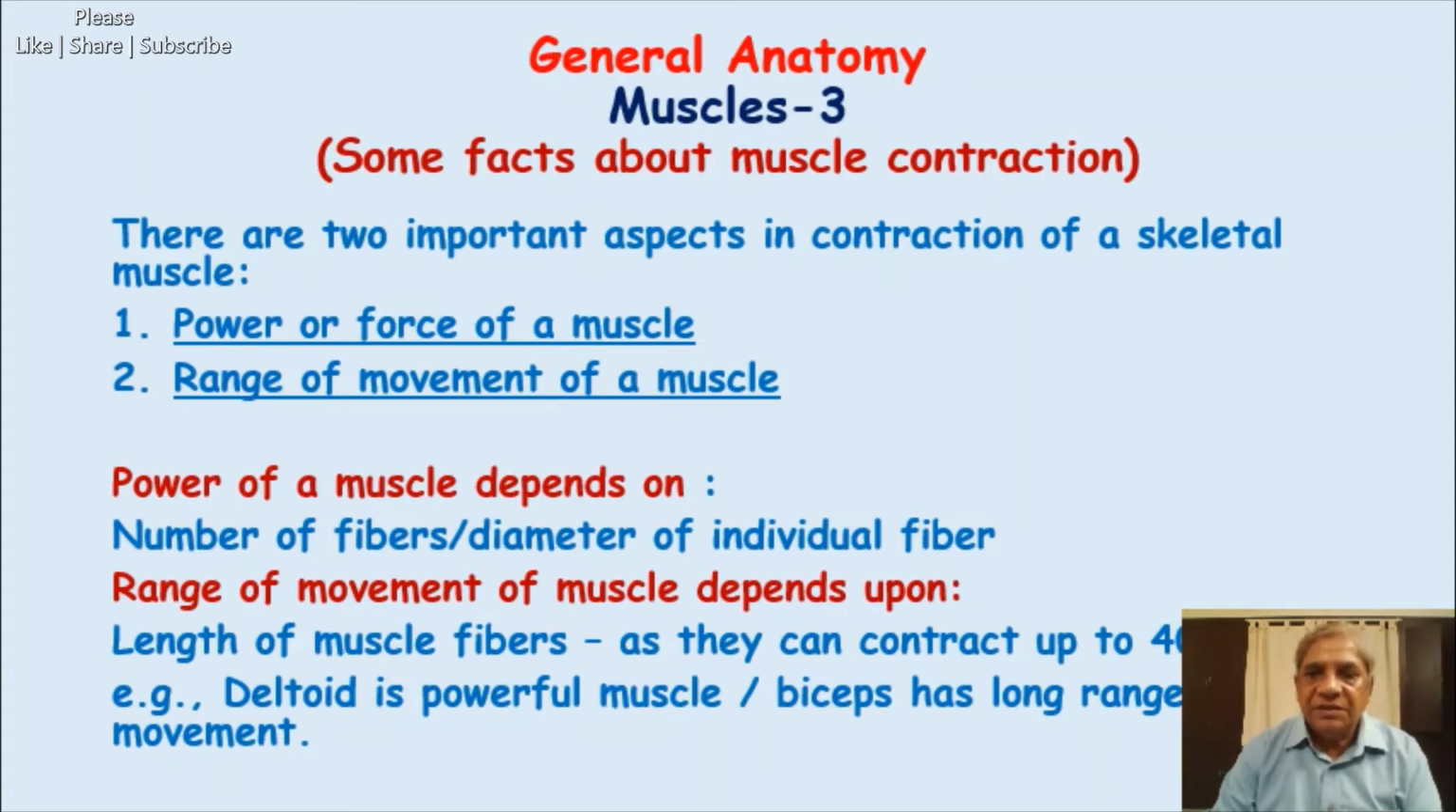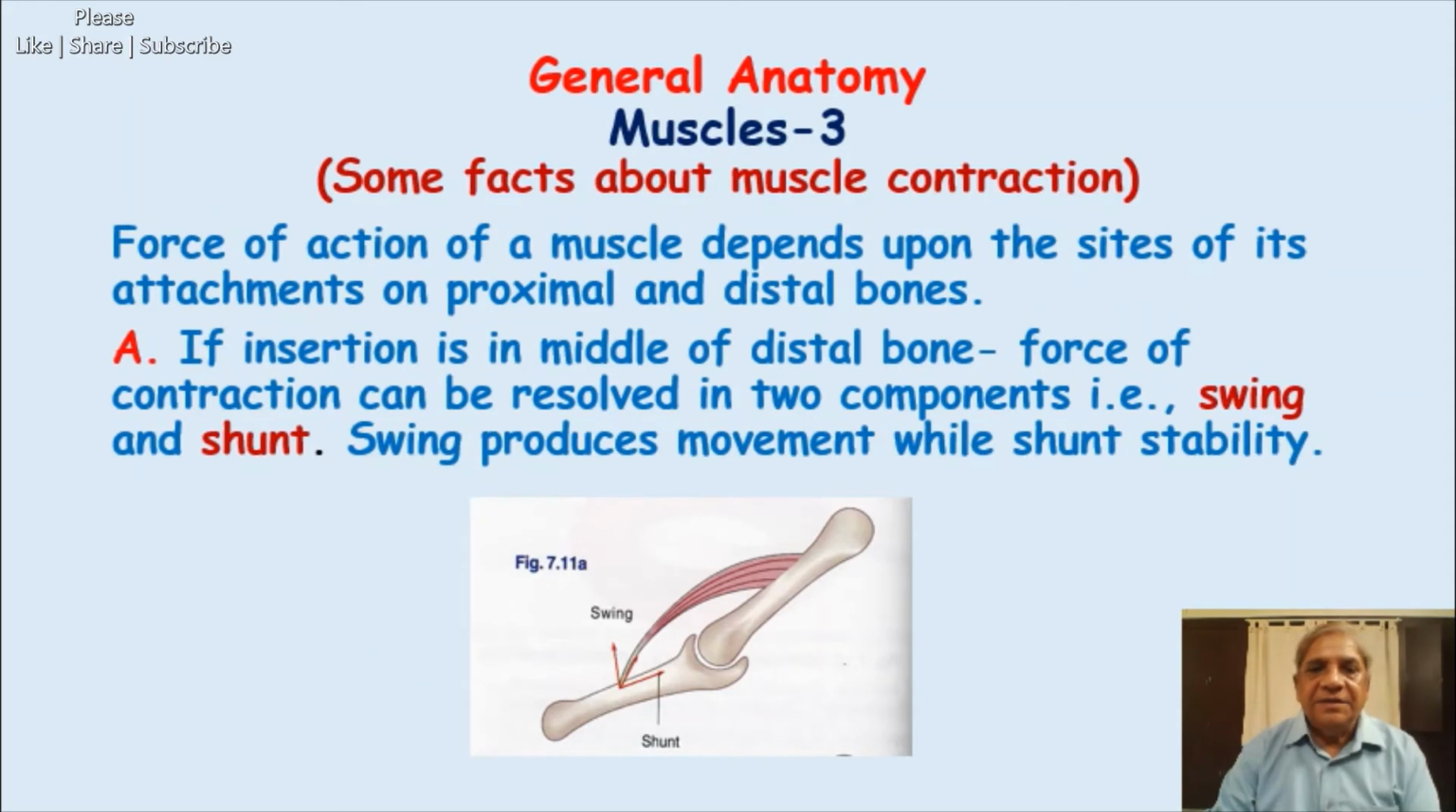I'm moving to the next slide. Now, in some facts about muscle contraction, we are going to learn an important fact, which, as I said, is an important short note question. So be attentive. The force of action of a muscle depends upon the site of its attachments. That means the site of the proximal attachment, which we call the origin, and the site of the distal attachment, which we also call the insertion.